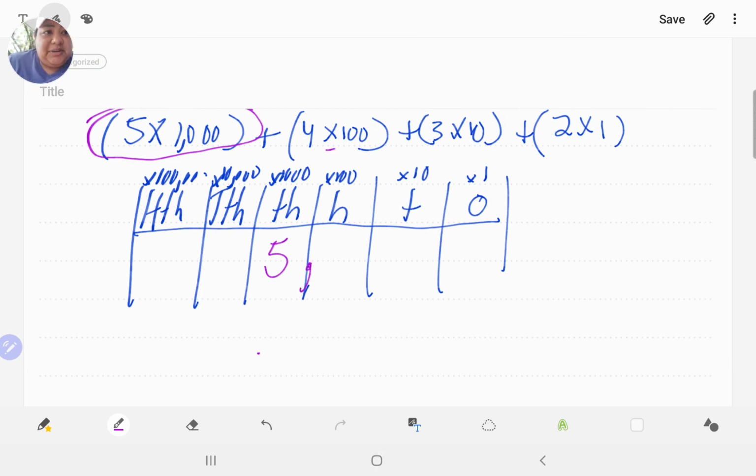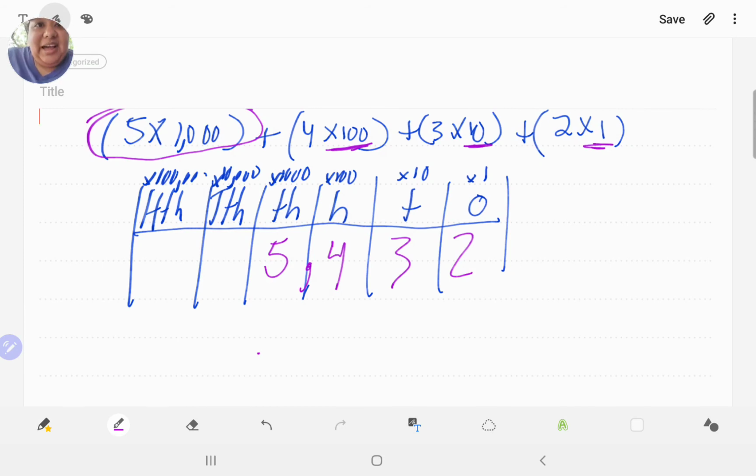Then what's my next one? Times 100. How much did I put in the 100? 4. Then my 10. 3. And then my times 1 is 2. So my number in standard form is 5,432. That's it. That is it.